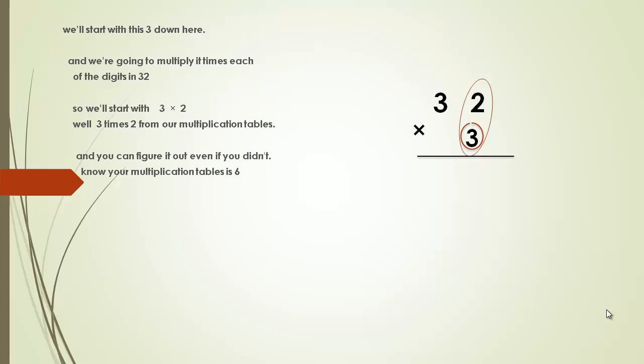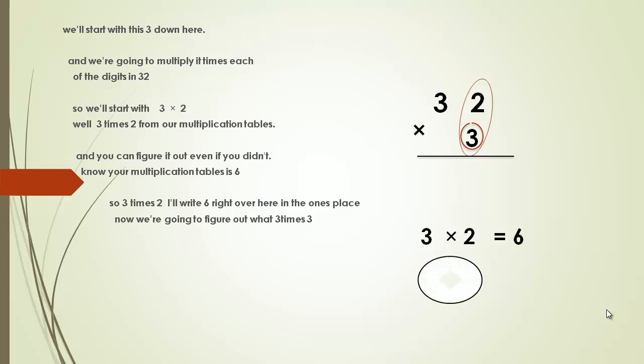If you didn't know, you can figure it out like this: for 3 times 2, you can draw 2 groups, and in each group 3 stars. 1, 2, 3. How many stars in all? 6. It means 3 times 2 equals 6. Go and write 6 in the ones place.